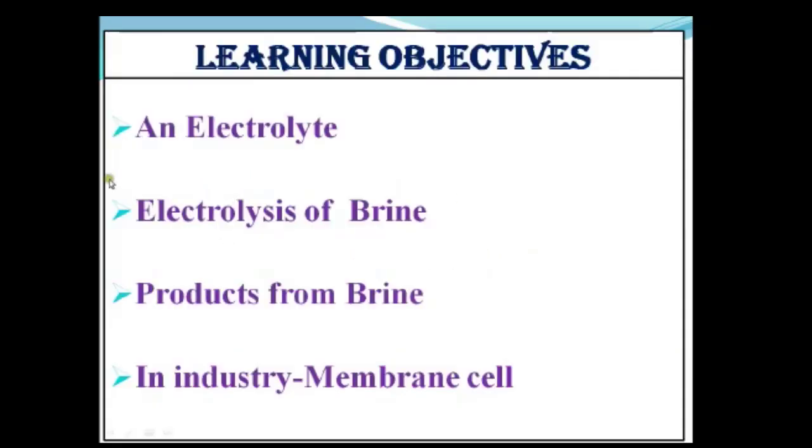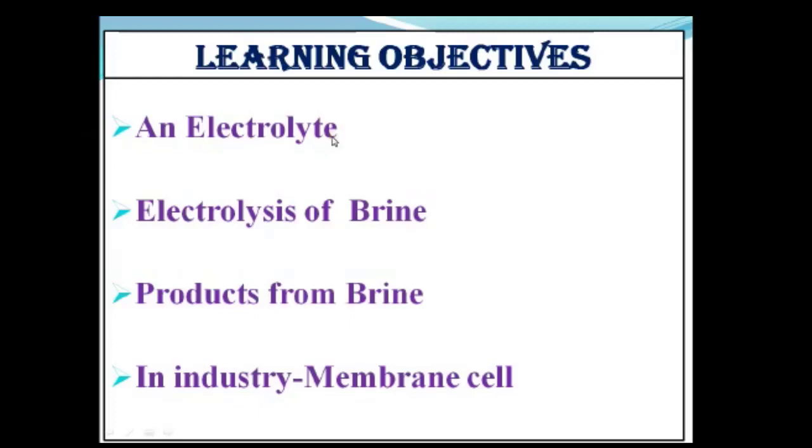Today we are going to talk about an electrolyte, in which we will see the electrolysis of brine and what the different products are during this electrolysis of brine, and also, as an industrial use, how the membrane cell is being used for industrial purposes. So now, let's talk firstly about an electrolyte.